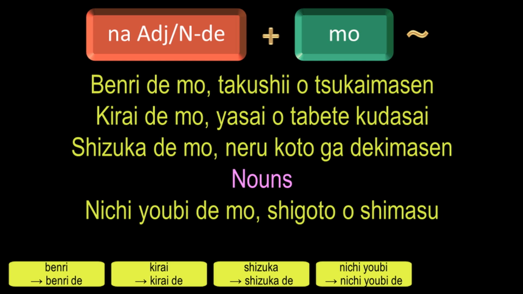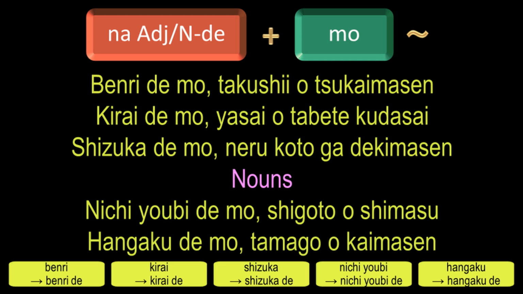Let me go to the next example. Hangaku means half price. By adding de and mo, we will get the expression Hangaku demo, which means even if it is half price. And to say even if it is half price, I will not buy eggs. In Japanese, it will be Hangaku demo tamago o kaimasen.